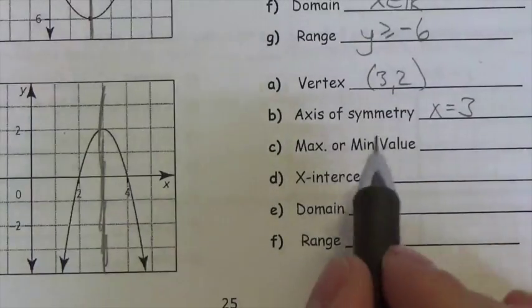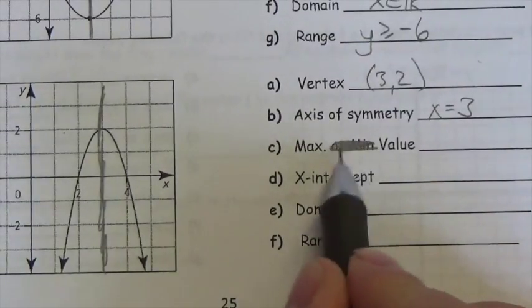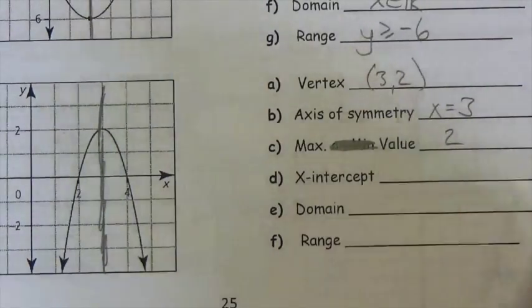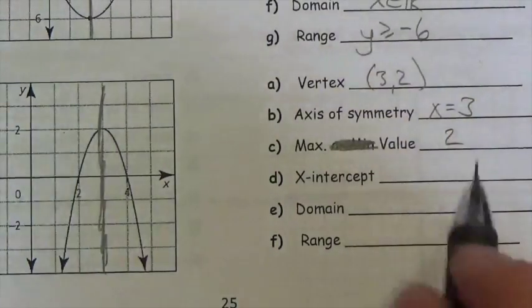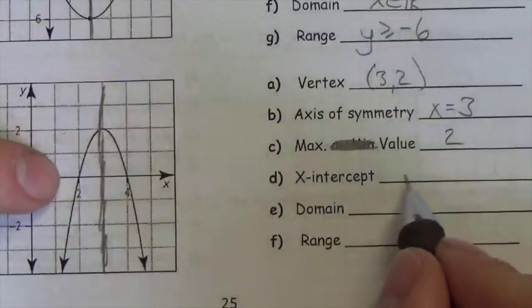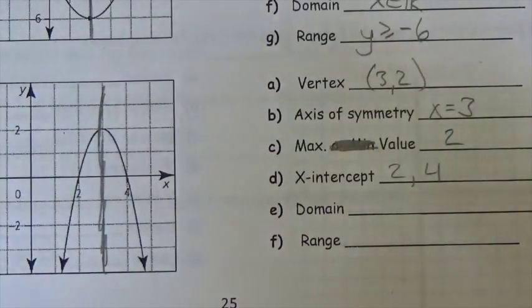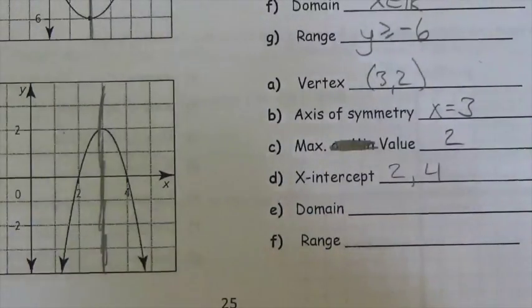This one here, because it opens down, has a maximum value, not a minimum value, and the maximum value related to the vertex there, again, is going to be 2. My x-intercepts are going to be 2 and 4. You can read that right off the graph here. Now, notice in this case, we're not asking for the y-intercept. That's because you can't read it off the graph.